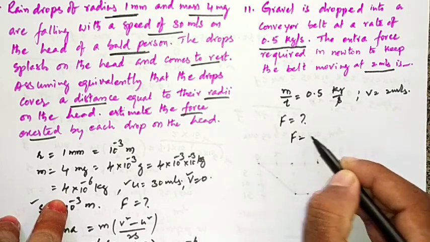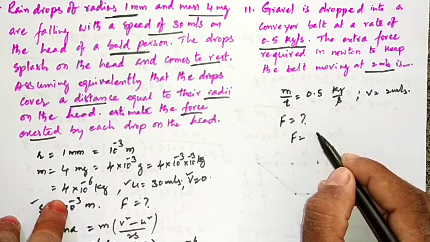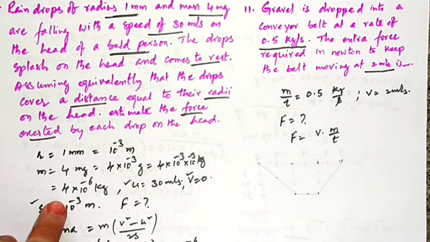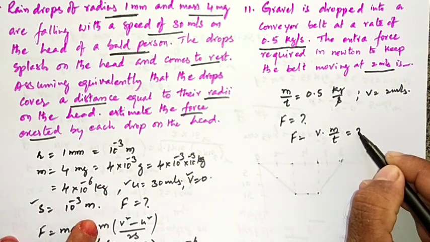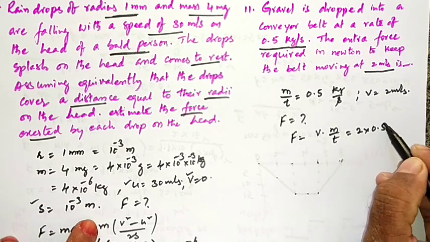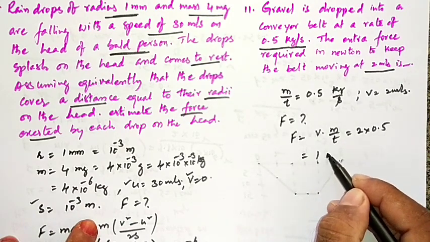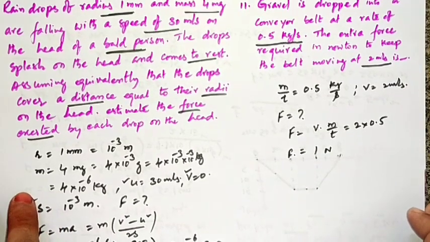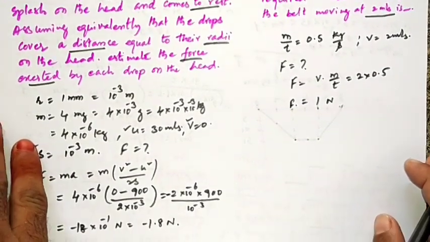So how much force is required to keep that belt moving constantly? What is the formula I gave? Very good. v into dm by dt. So that is 2 into 0.5. How much? 1 Newton. 1 Newton force is required to keep that belt moving with a constant speed. Clear? Very simple one. Now let us see one more question.